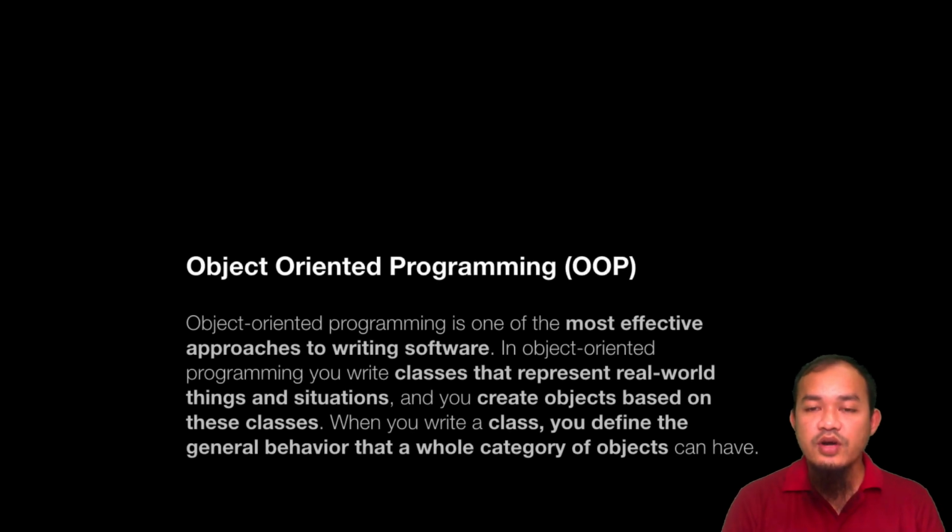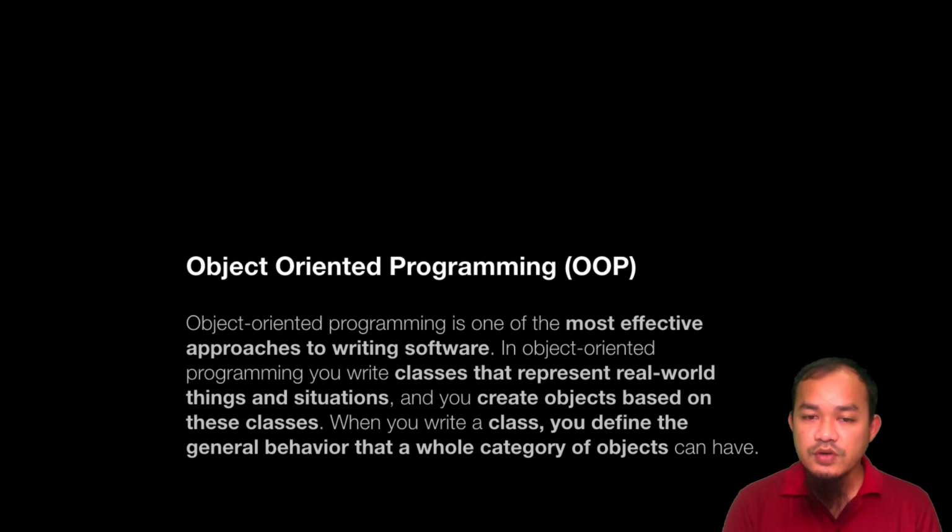Object-oriented programming, or OOP, is one of the most effective approaches to writing software. In object-oriented programming, you write classes that represent real-world things and situations, and then you create an object based on these classes.